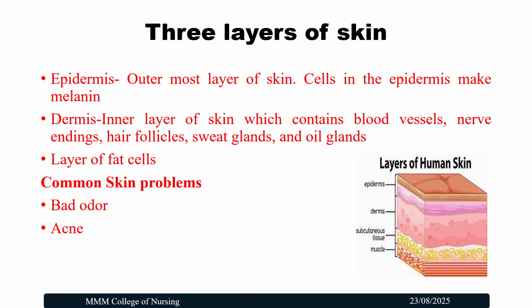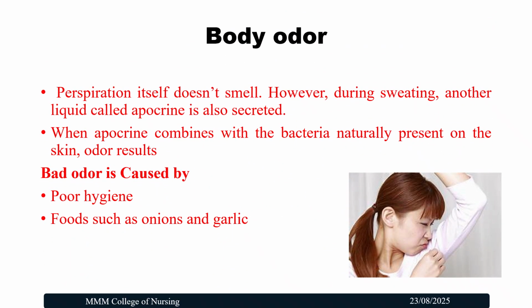Common skin problems are body odor and acne. Body odor. Perspiration itself doesn't smell. However, during sweating, another liquid called apocrine is also secreted. When apocrine combines with the bacteria naturally present on the skin, odor results. Bad odor is caused by poor hygiene, and foods such as onions and garlic can also give bad odor.